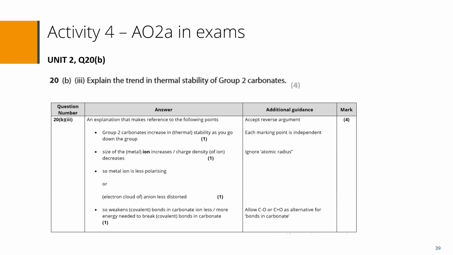And then the explanation falls into the realm of the size of the metal ion or cation increases, or the charge density of the ion decreases. Notice that the word metal doesn't need to be present. Ion does. Charge density decreases. On this occasion, they don't need to state it's ion because ion is in brackets. Okay, so the metal is less polarizing, or the anion is less distorted.